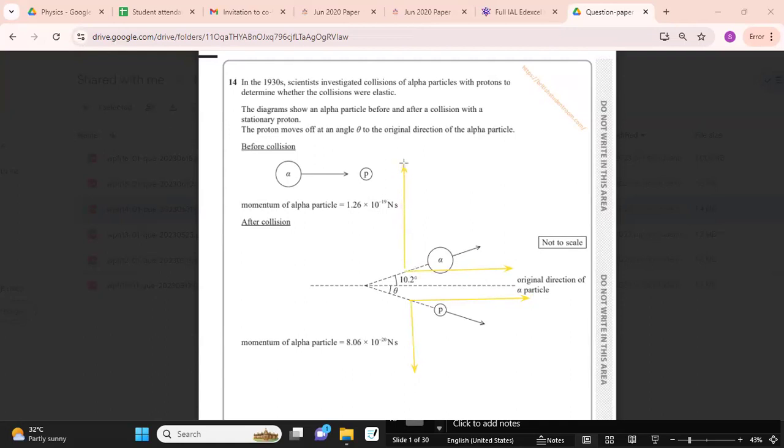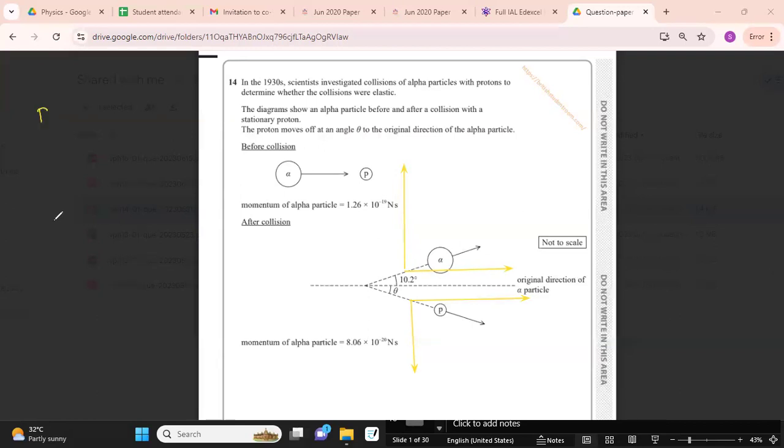We already have the momentum of the alpha particle before the collision, and we have the momentum of the alpha particle after the collision. If you look at the question, you know that horizontally, I think I have an idea where you might be going, but I'll still go over it. Horizontally, we are going to resolve the momentum.